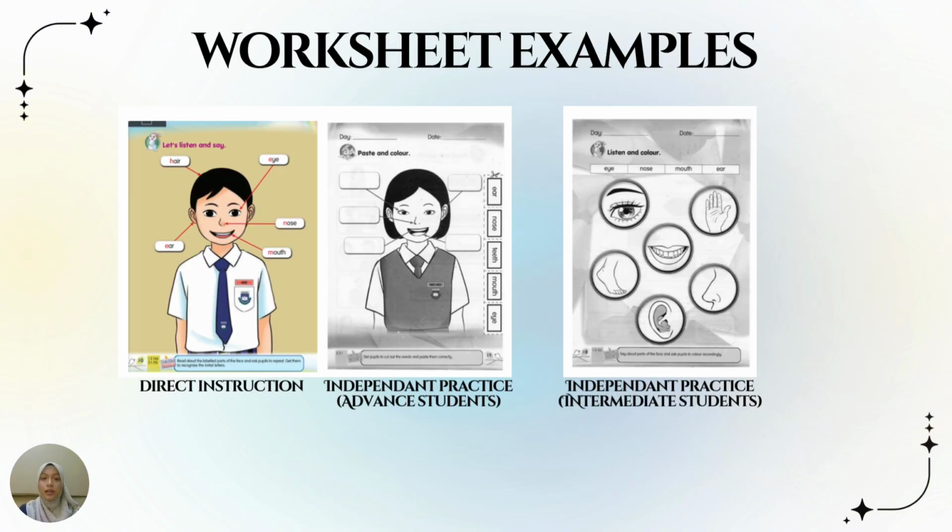Okay, lastly, these are the worksheet examples that I've taken from the textbook and also the activity book for English Year 1. So for direct instruction, I decided to take the activity there, and then independent practice for advanced students. And lastly, the independent practice for intermediate students.